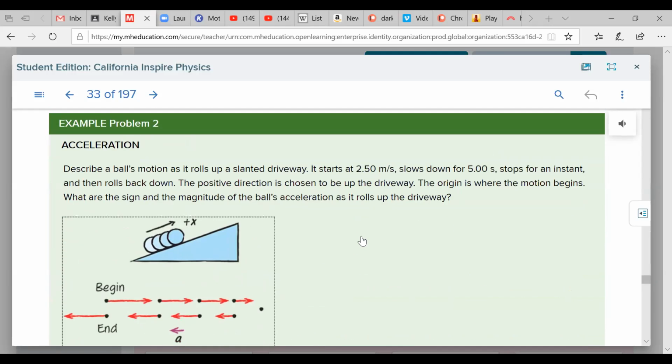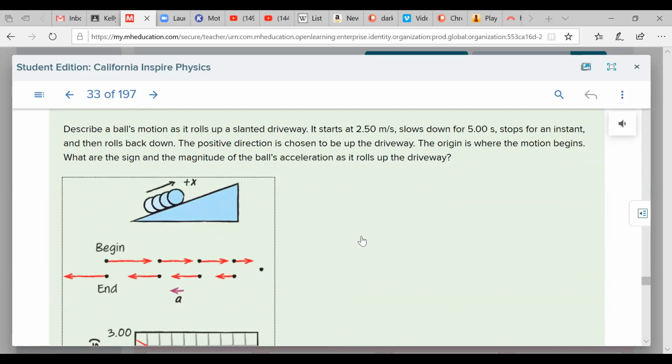Okay, let's go here. Example problem. So we have this ball's motion going up a slanted driveway. What I want to ask anybody here is, which of these arrows shows the object slowing down and why?